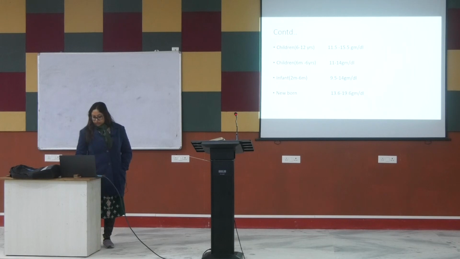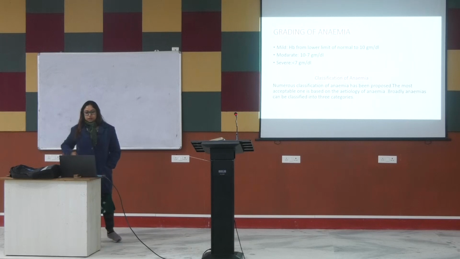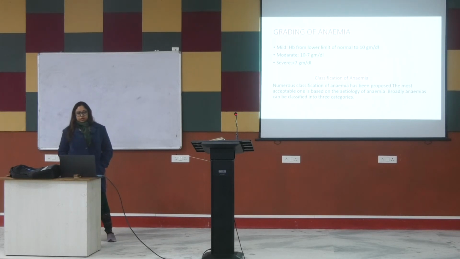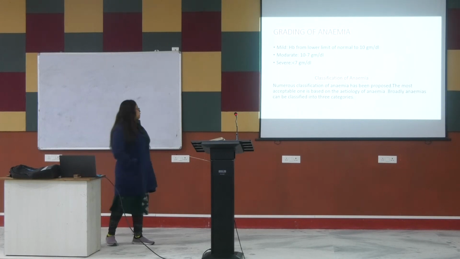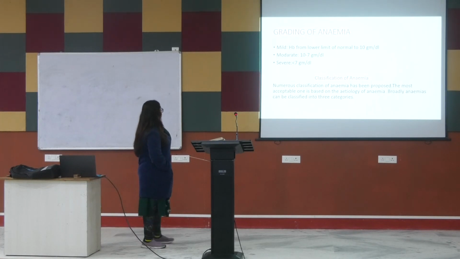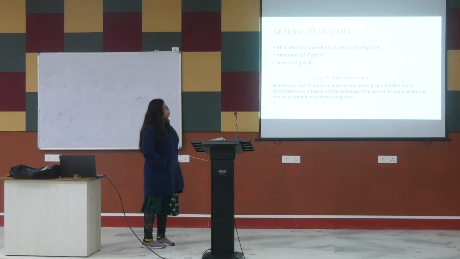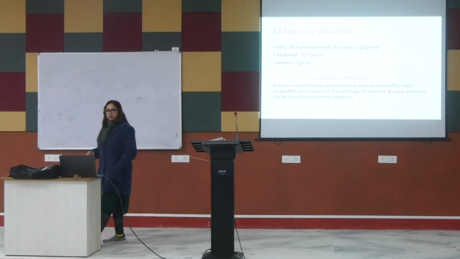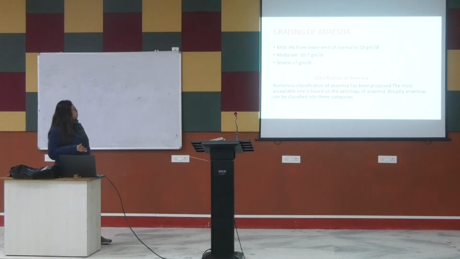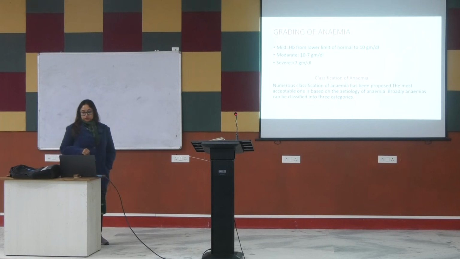So, these are the normal levels of hemoglobin. Now, we are grading the anemia. We can divide anemia into 3 categories. One is mild. What do we call mild? That is hemoglobin from the lower limit of normal, which I have already shown in the previous slide, to 10 gram per deciliter. That is the mild form of anemia.